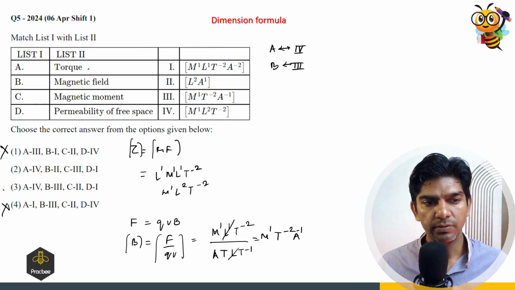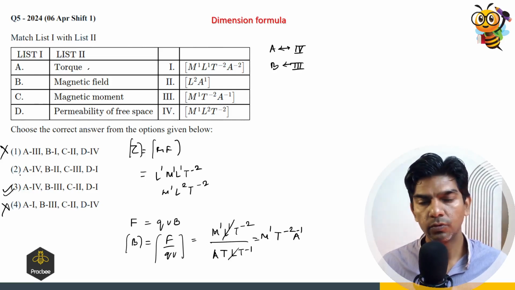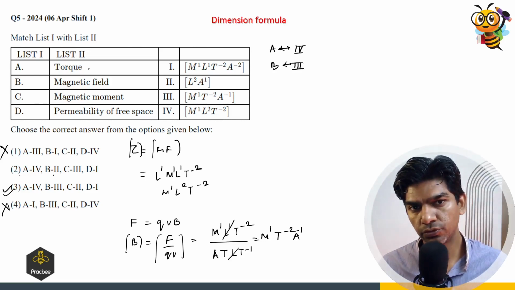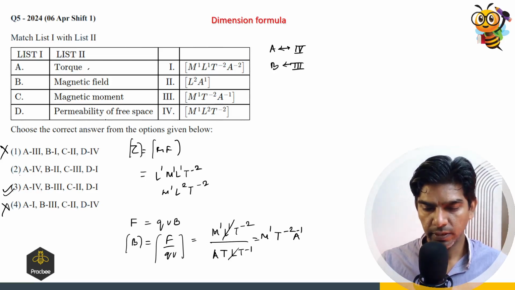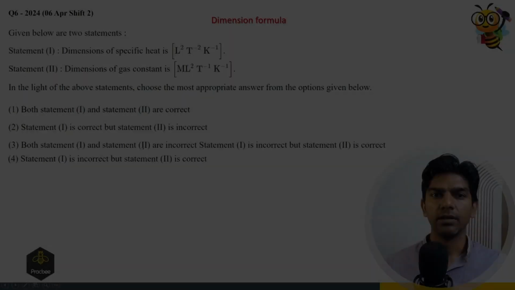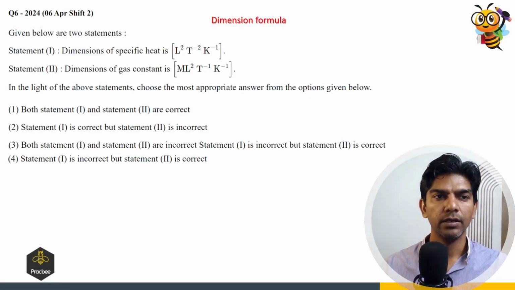So it means option 3 should be the right answer, because in option 2 they have given B corresponds to 2. Similarly, we can check for other physical quantities and we can match. Now let us see the next problem.